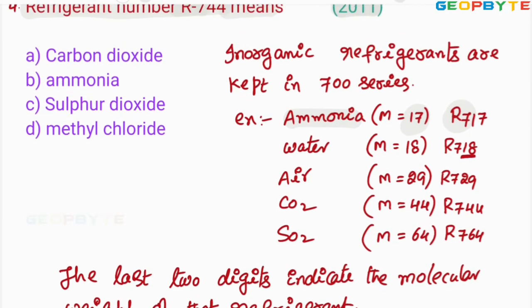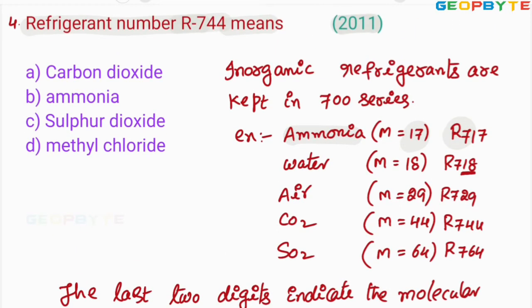Now look at the given representation R744 for carbon dioxide. Therefore, option A itself is absolutely correct. Whereas ammonia is R717, sulfur dioxide is R764. Methyl chloride is not coming under the inorganic compound. Methyl chloride may be a hydrocarbon kind of refrigerant. I hope you got my point.